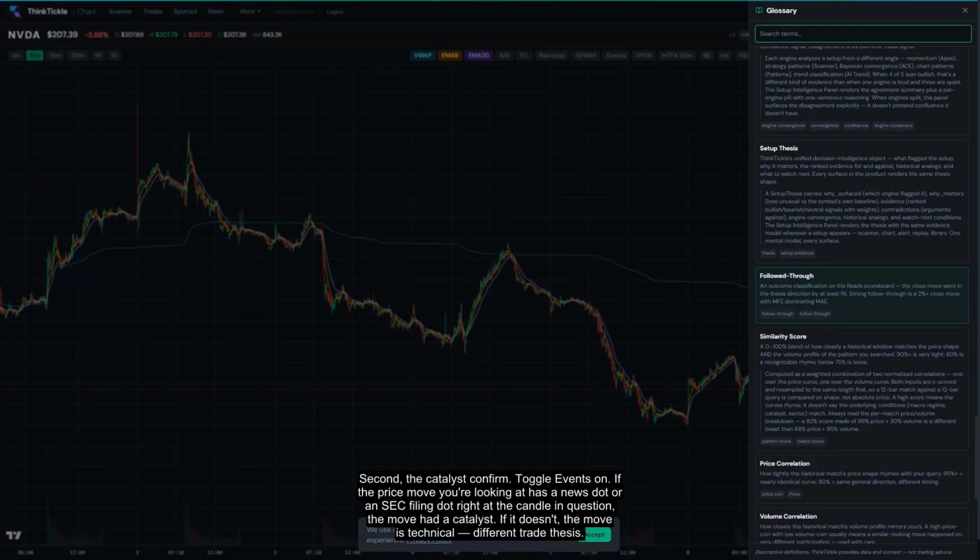Second, the catalyst confirm. Toggle events on. If the price move you're looking at has a news or an SEC filing right at the candle in question, the move had a catalyst. If it doesn't, the move is technical, different trade thesis.